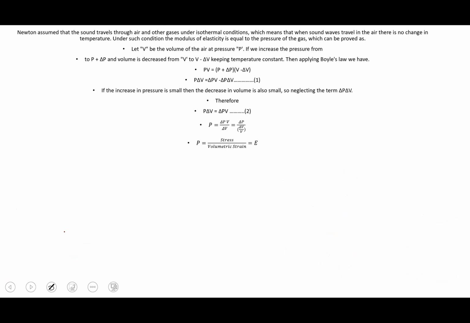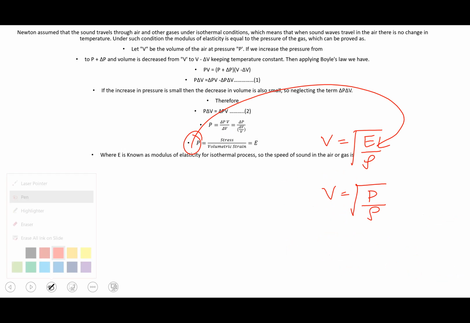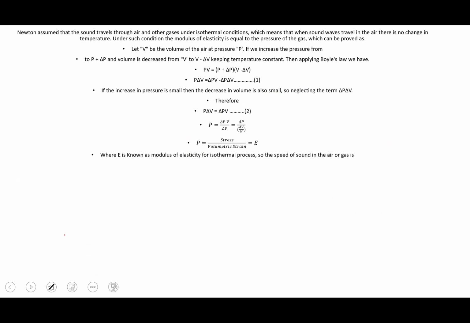Now, if we remember the formula from the first slide, V is equal to under root E divided by rho, and if we replace this E with P, what do we get? V is equal to under root P over rho. As we know that E is the elastic modulus of the isothermal process, the speed of sound in air or gas is V is equal to under root P divided by rho.